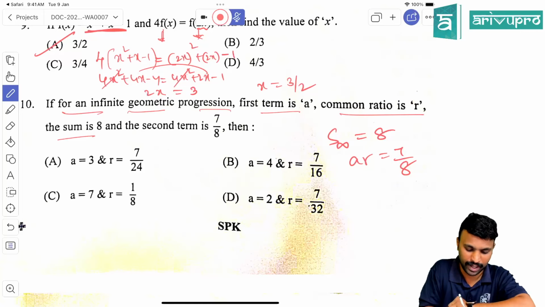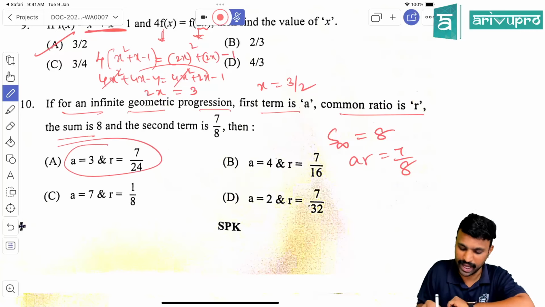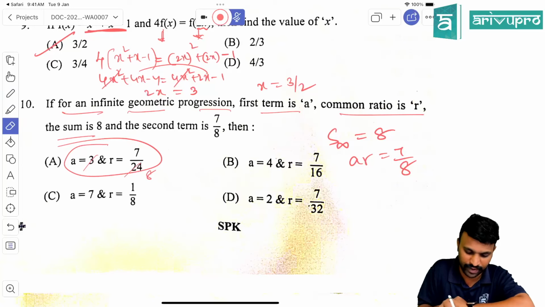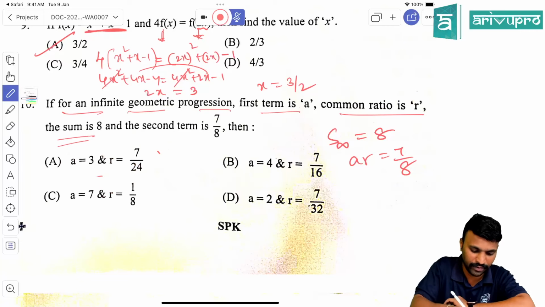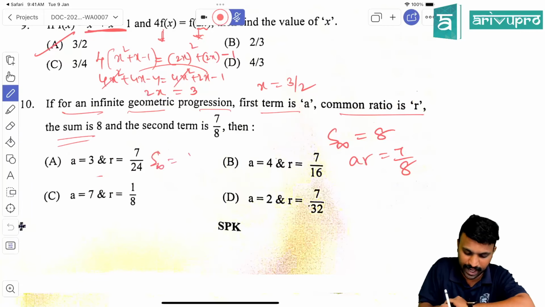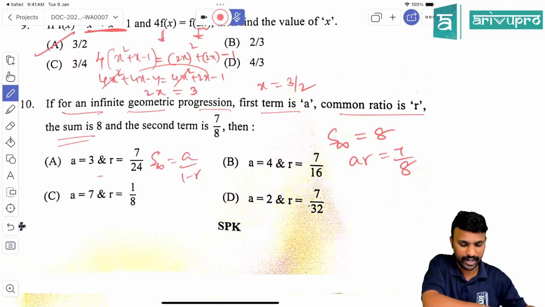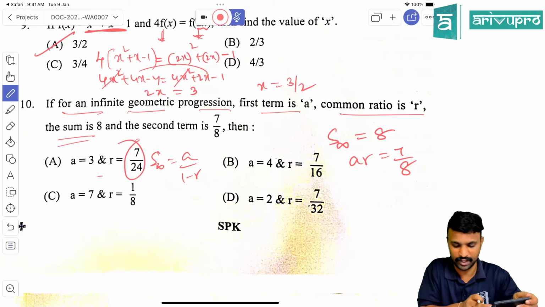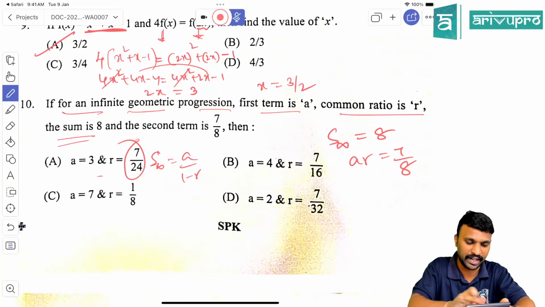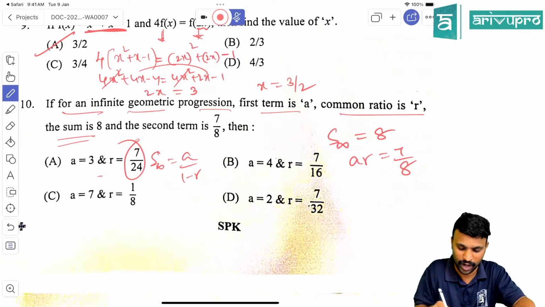First of all, if I take option A, A into R is 7 by 8 only, because 3 times 7 by 24 is 7 by 8. But will S infinity get satisfied? What is S infinity, guys? S infinity is A divided by 1 minus R. Find out 1 minus R. R is 7 by 24, so 1 minus R is 17 by 24. Yes or no?